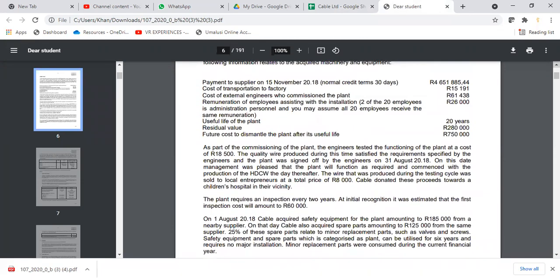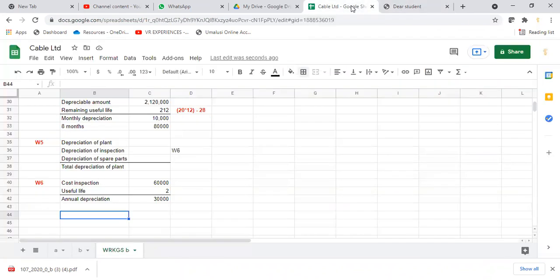Okay, so inspection, we didn't talk about. The plant requires inspection every 2 years. So remember now the inspection was estimated at 60,000. It happens every 2 years. So annually it's going to be 30,000, but the thing was only ready for use on 31 August.